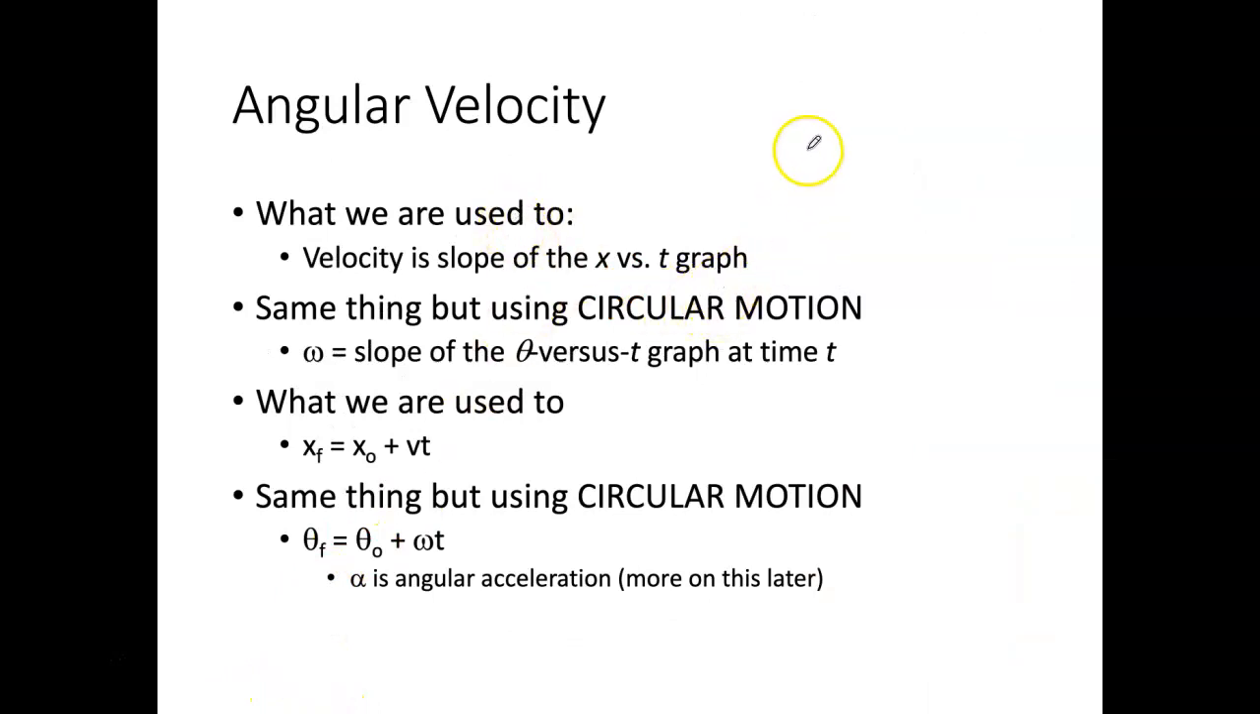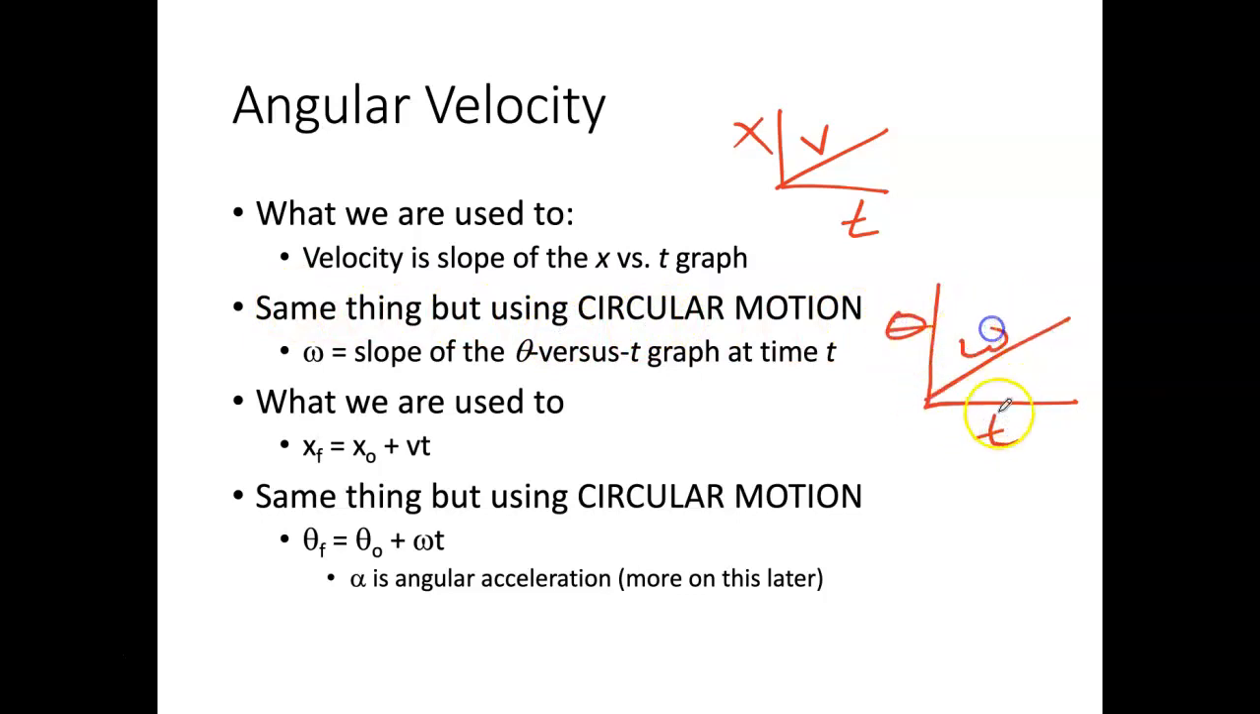We're used to, if we have a position versus time graph, if we find the slope of that position versus time graph, we know that that is the velocity. Same thing, but when we do circular motion, instead of x, we're going to use theta and t, and we get this, and then this will be our angular velocity.